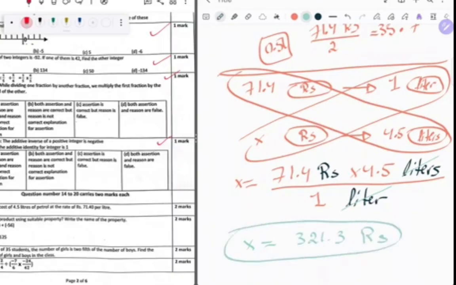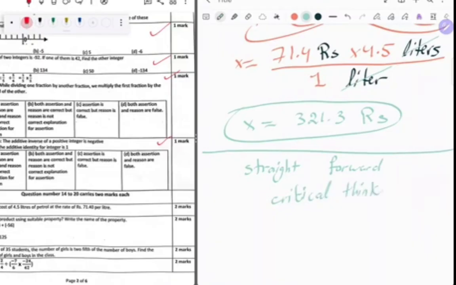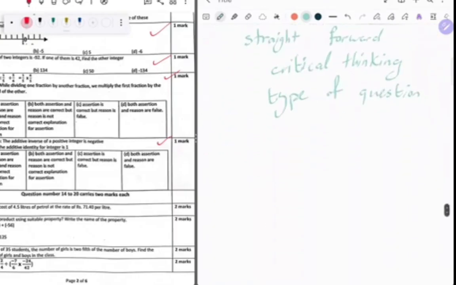rupees. Now, logically speaking, I didn't even have to do this one either. Logically speaking, this is a very straightforward critical thinking type of question. So critical thinking is something that we need to focus on.